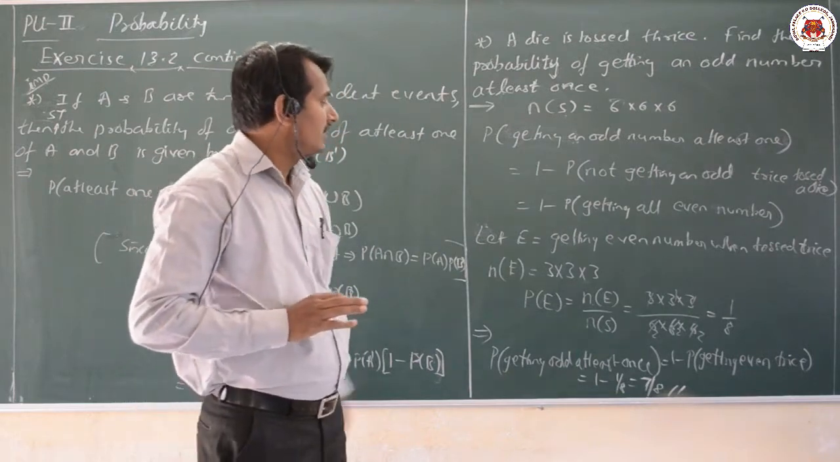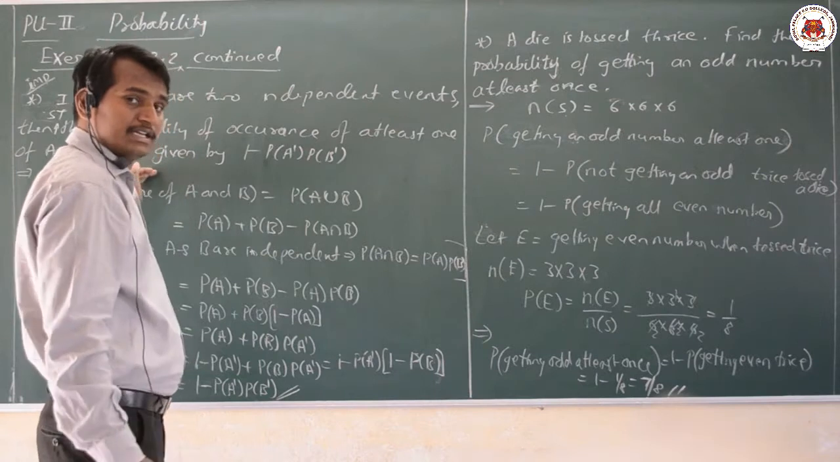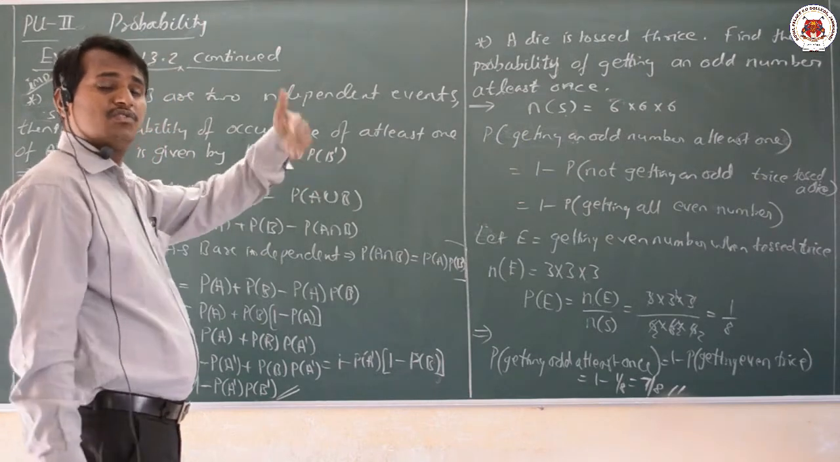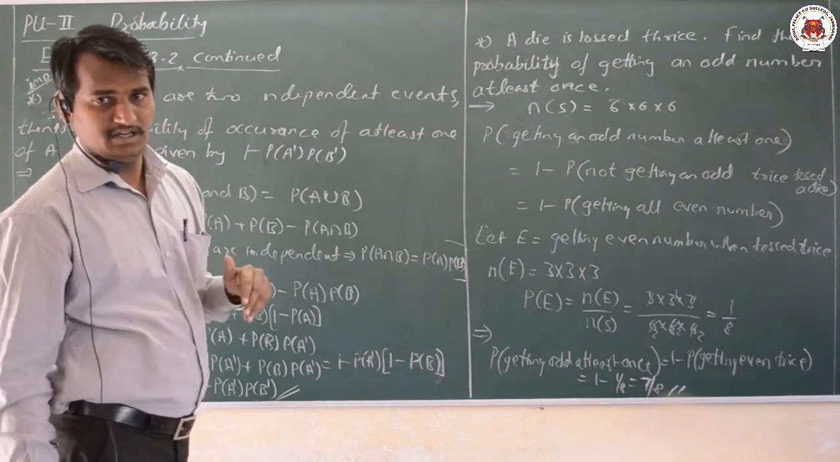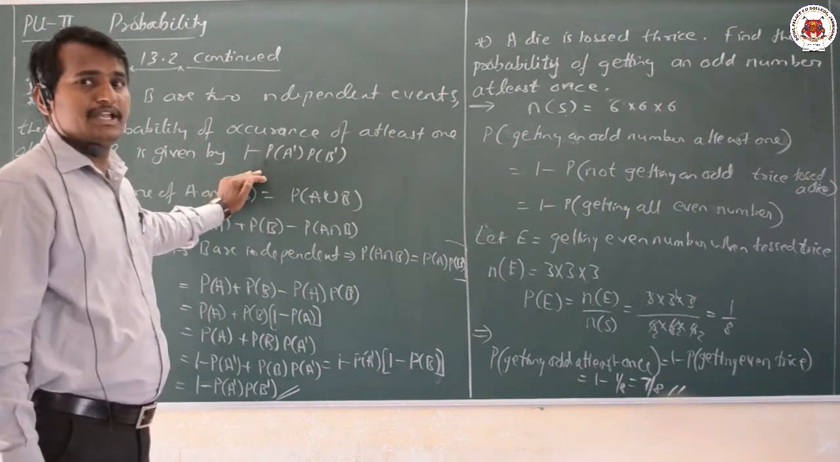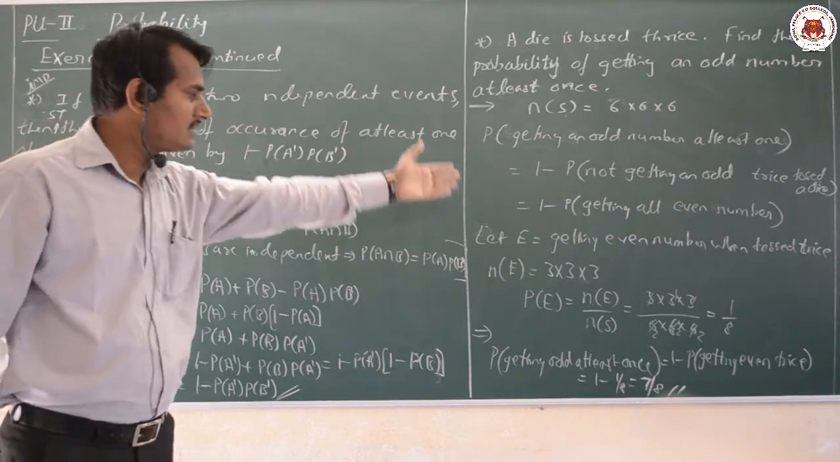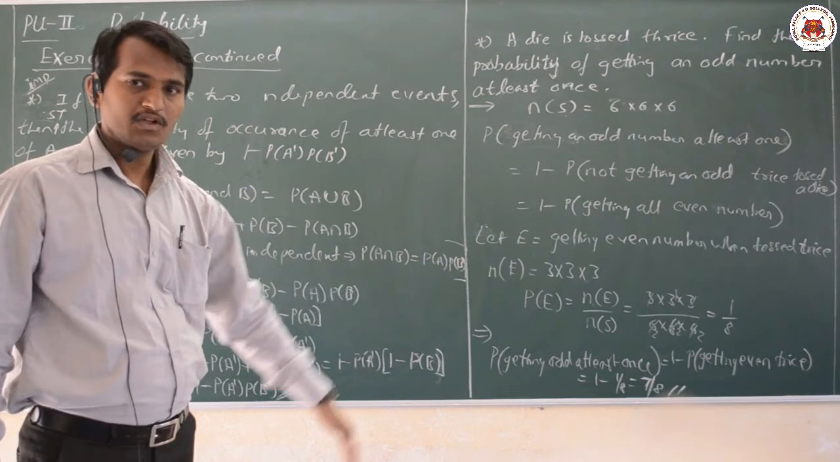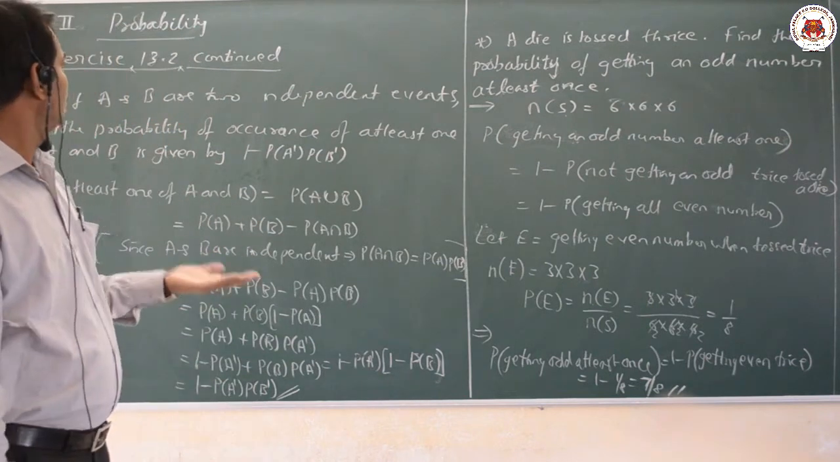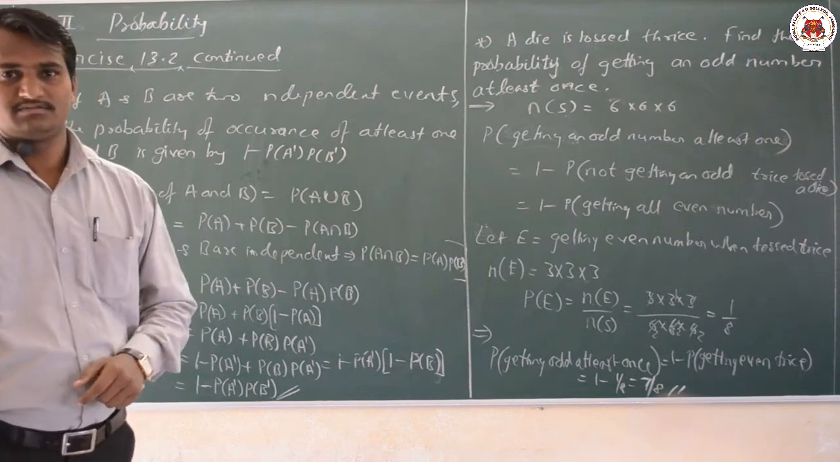And which result had we made use of here? The probability of occurrence of at least one event is equal to 1 minus the probability of non-occurrence of that particular event. Okay, dear students, this is an important property, or you can take it as a theorem or proof also. Depending on this, we had proved that simple example here. Before continuing with exercise number 13.2, please pause the video to note it down.